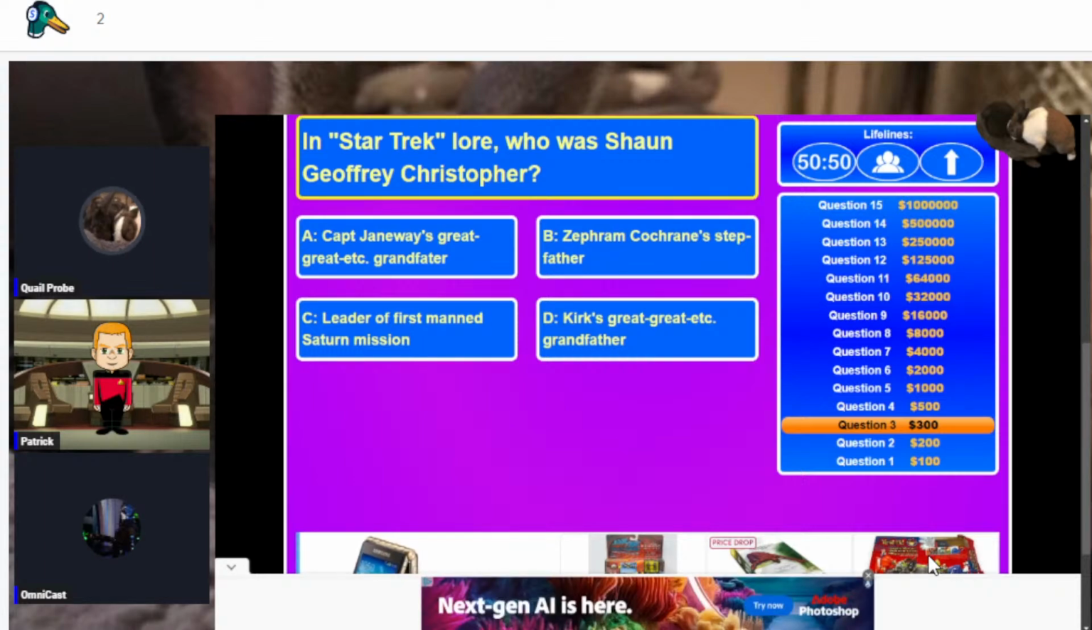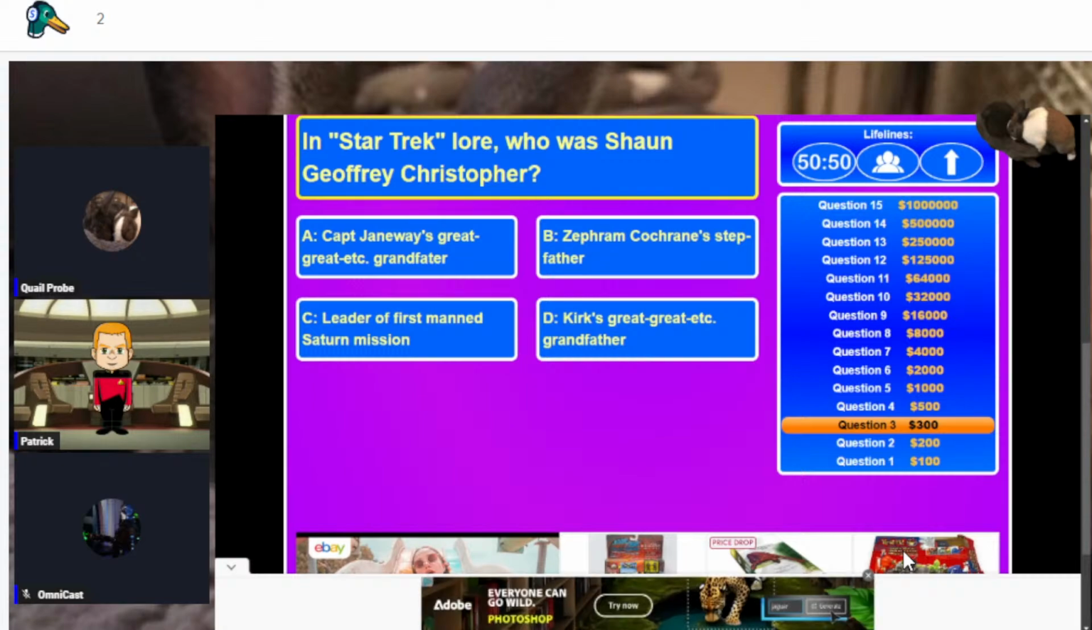For 300 points in Star Trek lore, who was Sean Jeffrey Christopher? A, Captain Janeway's great, etc. grandfather. B, Zephram Cochrane's stepfather. C, leader of the first manned Saturn mission. Or D, Kirk's great, etc. grandfather. You have lifelines, sir. Yeah, luckily I have lifelines.